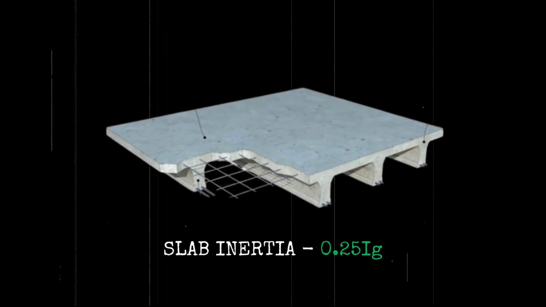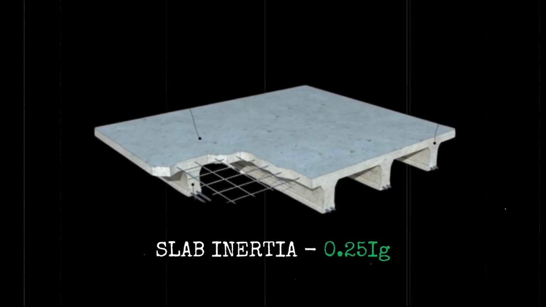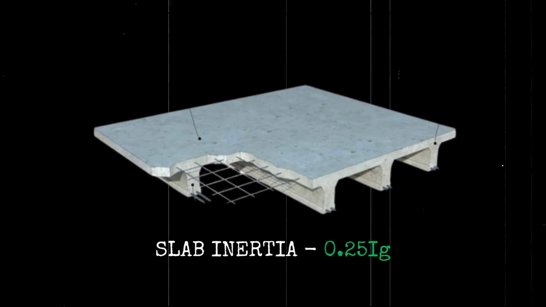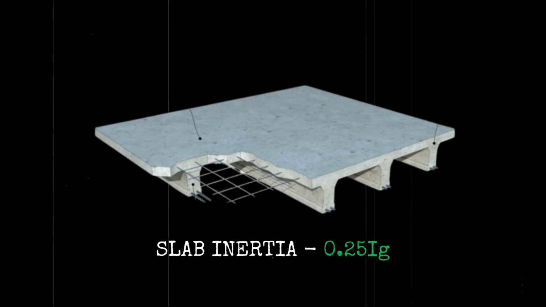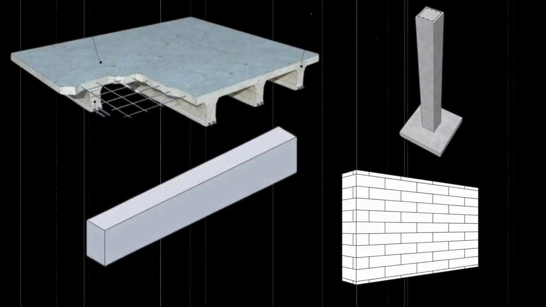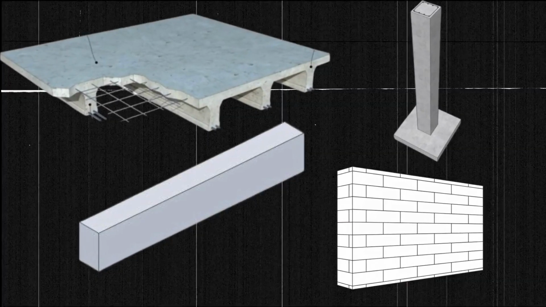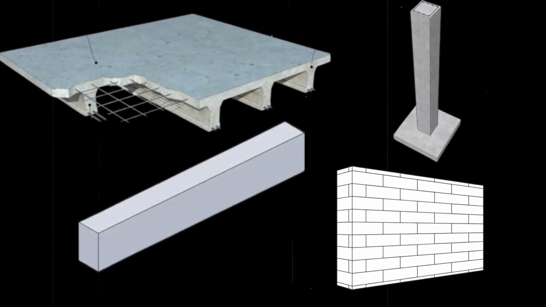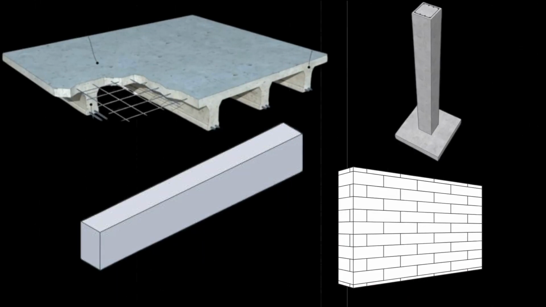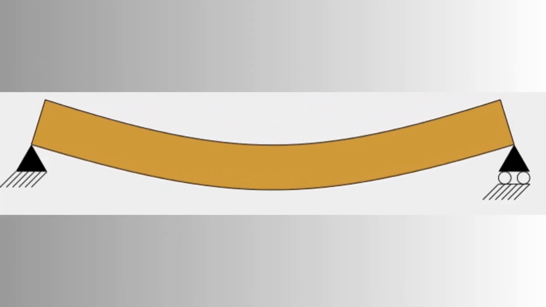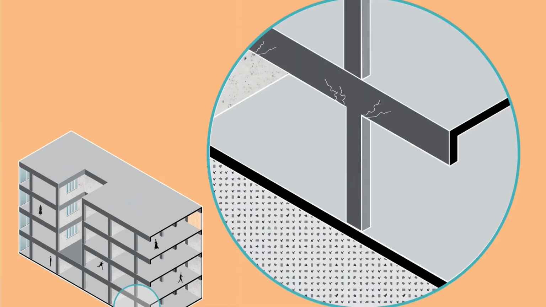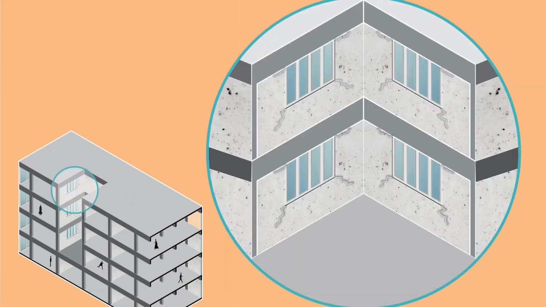Finally, for slabs, the inertia is 0.25 Ig, which is 25% of the gross or the initial area of the slab should be considered after the crack. So therefore, if you don't consider this stiffness modification or cracking of concrete, you will get lesser deflection in your structural analysis. But in reality, the deflection is more because of cracking. This is the significance of introducing stiffness modification into our structural analysis.